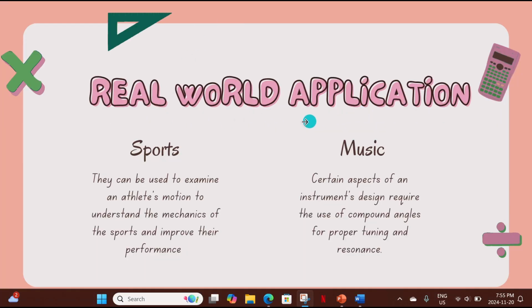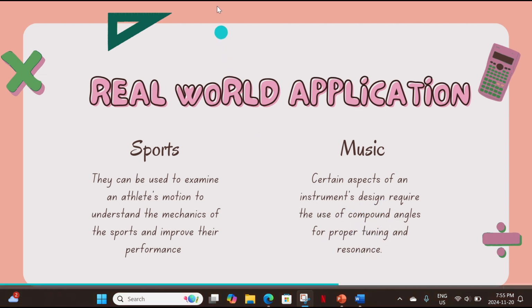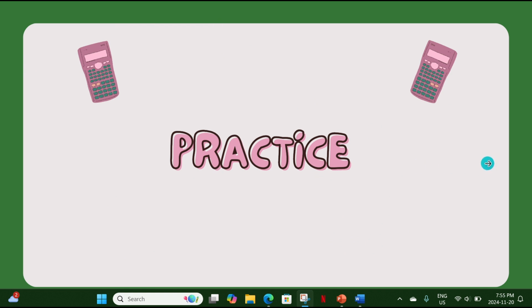Real-world application of compound angles. They can be used in sports to examine an athlete's motion to understand the mechanics of the sport and improve their performance. They're also used in music because certain aspects of an instrument's design need compound angles for proper tuning and resonance. Now let's practice.